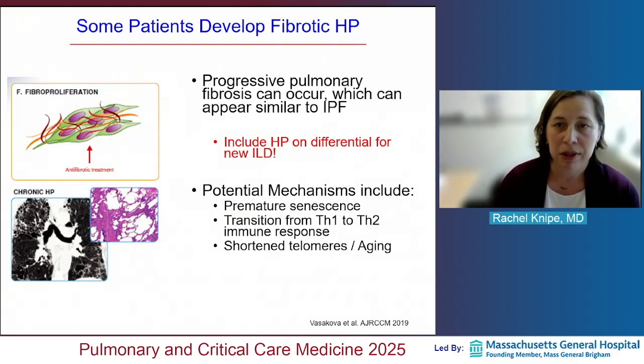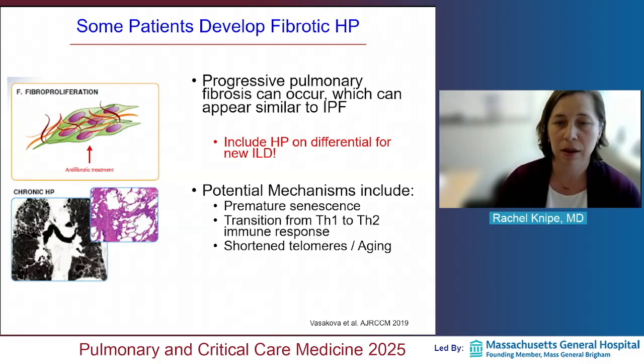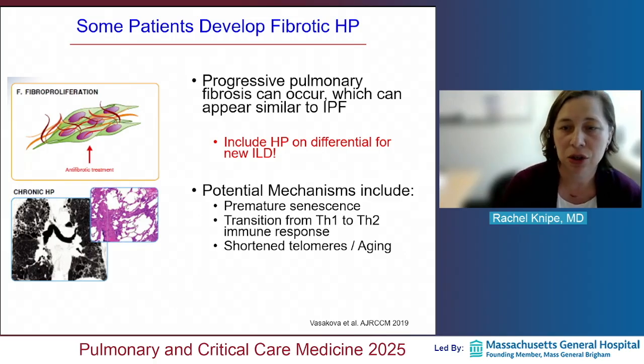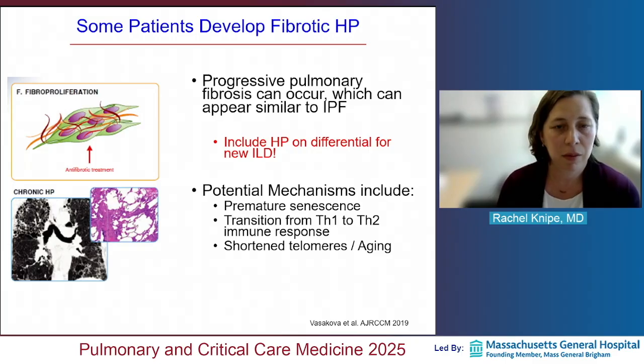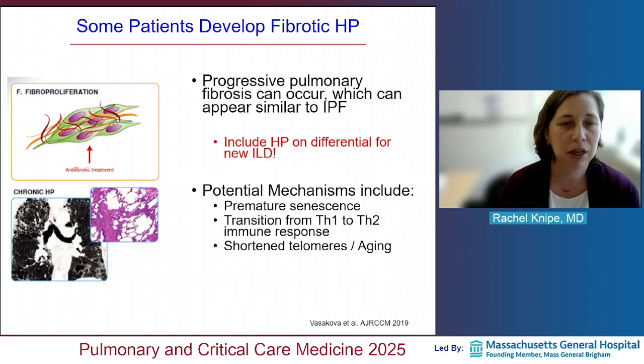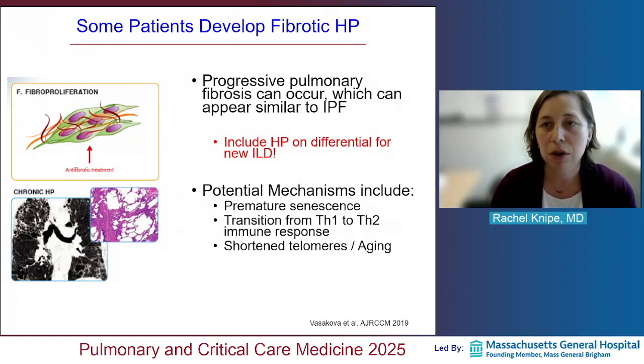So one of the main take-home points from this talk is really to include fibrotic HP on the differential for a new ILD that you might see in clinic or in the inpatient setting. And again, why some patients with HP end up fibrosing is still being studied. There certainly is a higher rate with bird antigens, as I mentioned, but there are some potential similar mechanistic themes seen in patients with IPF, which are premature aging, shortened telomeres, increased evidence of senescence, and transition to a Th2 predominant immune response.